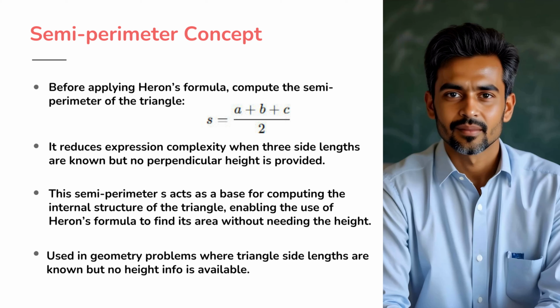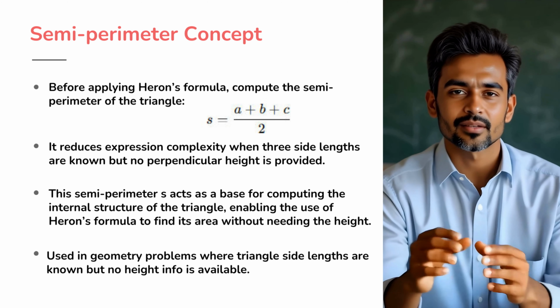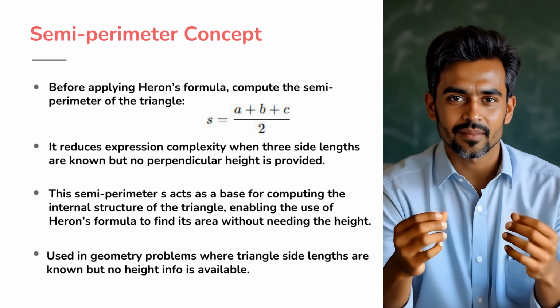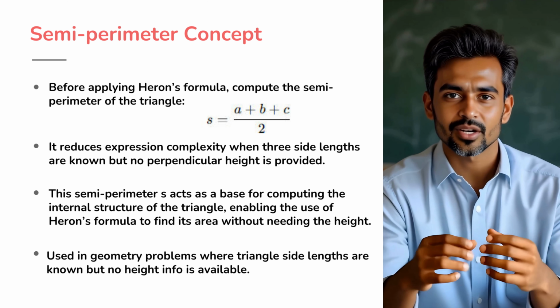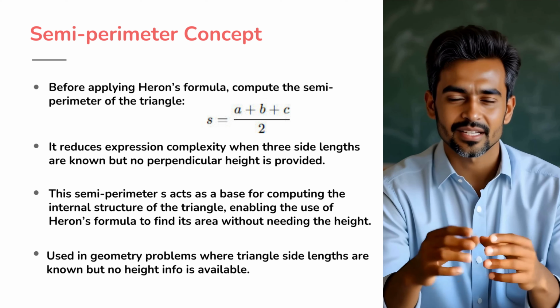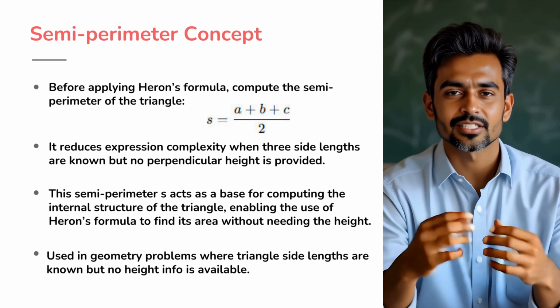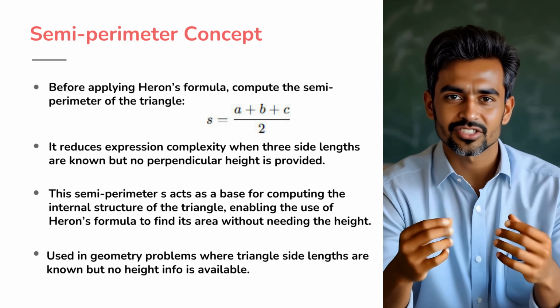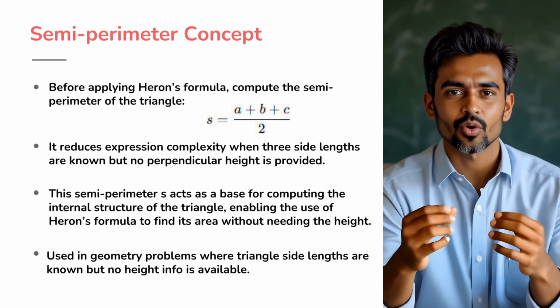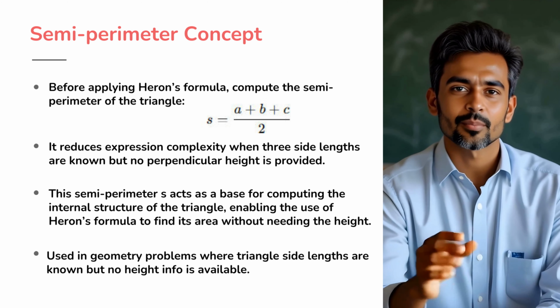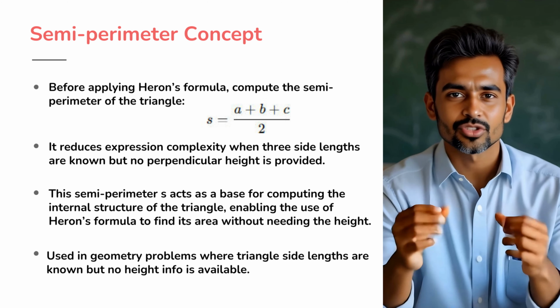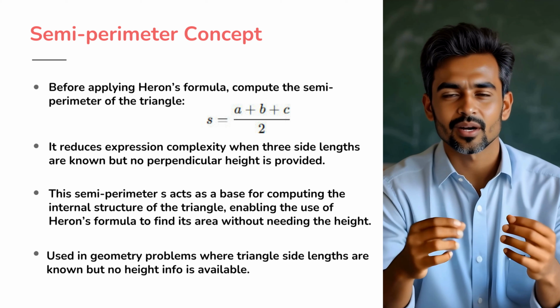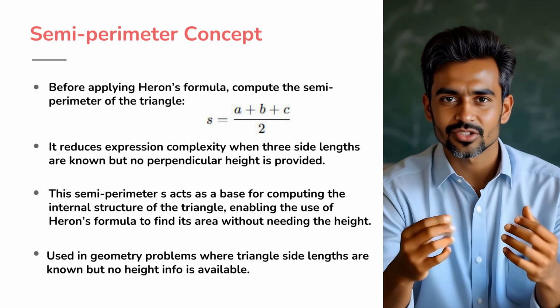Excellent beta. Before we jump to the formula itself, there's one important step: calculating the semi-perimeter of the triangle. The semi-perimeter, denoted by S, is simply half the sum of the three sides. So, S equals A plus B plus C, all divided by 2. This semi-perimeter acts like a helpful baseline for the area formula. Using S makes the expression much simpler, especially when height isn't known.